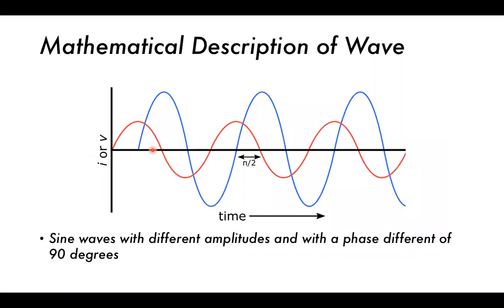So a little on the mathematical description of waves. Waves can be expressed mathematically. They can be added together. They can be subtracted from each other. They can be offset from each other. Oftentimes, they're described in terms of angles.